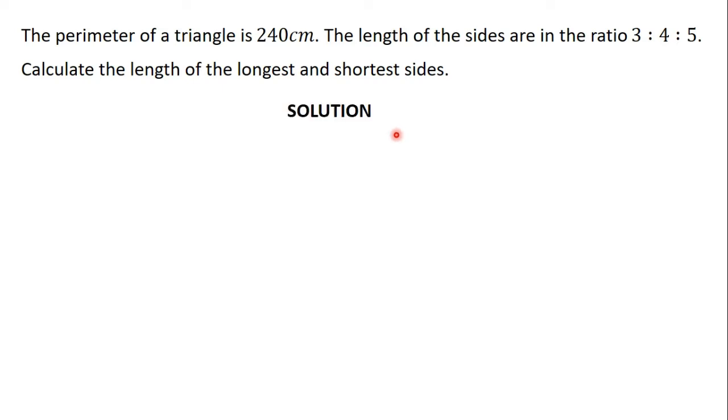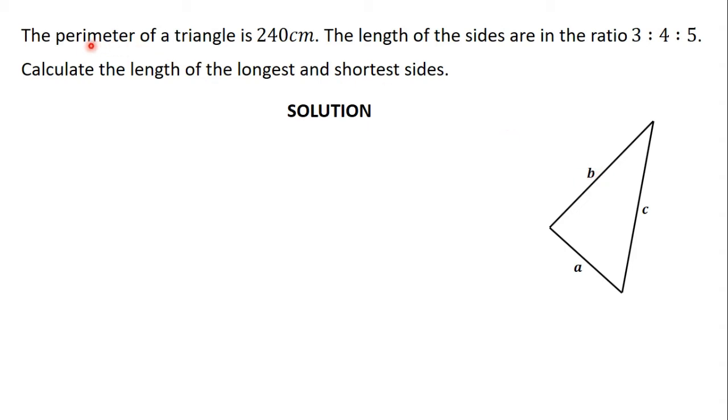To understand this question very well, let's draw the triangle. So let's say that this is the triangle. The length of the shortest side is A, the length of the longest side is C, and the length of the remaining side, that is the side whose length is between A and C, is B.